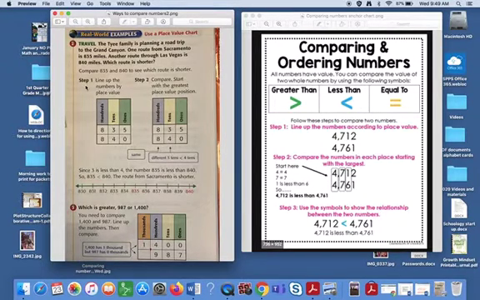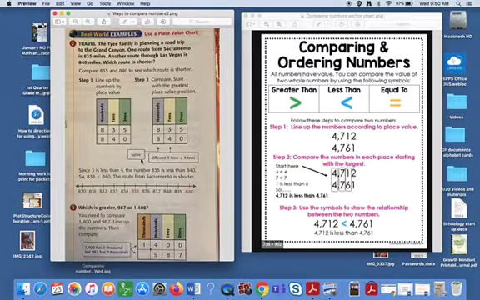So they say step one, line the numbers up by place value. Okay, so we start lining them up in the ones place, and we say 835 is right here, 840 is right here, and they have the same number of digits, which we'll get into a little later on.